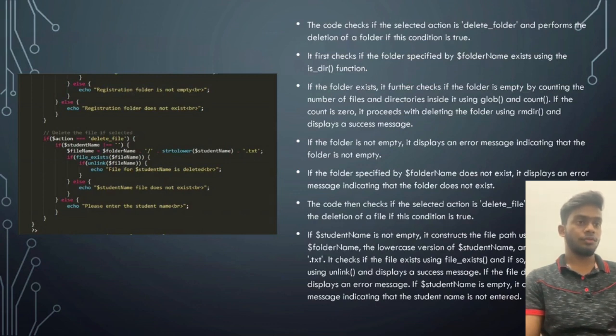It first checks if the folder specified by folder name exists using the isDir function. If the folder exists, it further checks if the folder is empty by counting the number of files and directories inside it using glob and count. If the count is 0, it proceeds with deleting the folder using rmdir and displays a success message. If the folder is not empty, it displays an error message indicating that the folder is not empty.